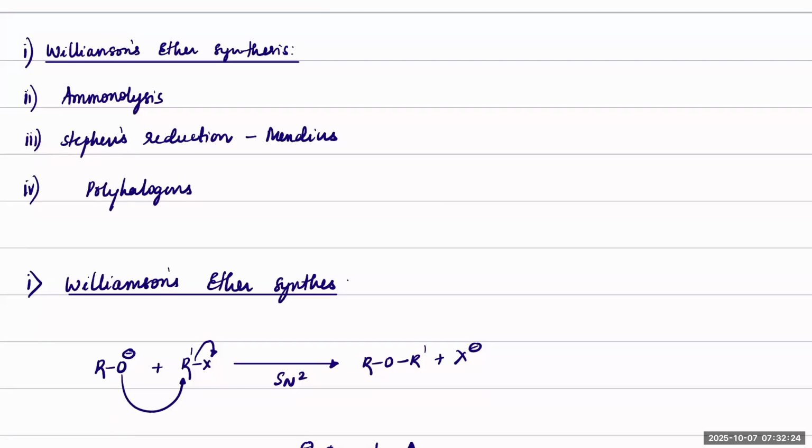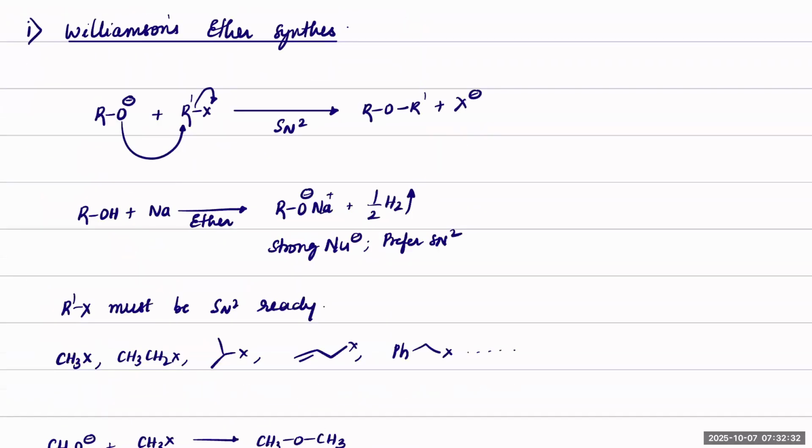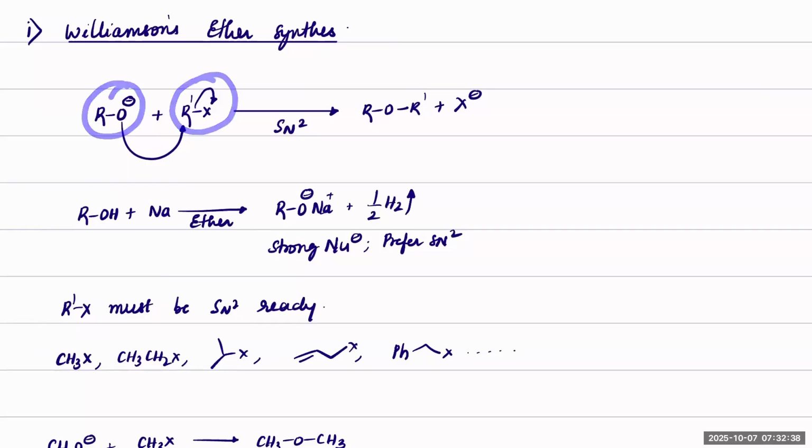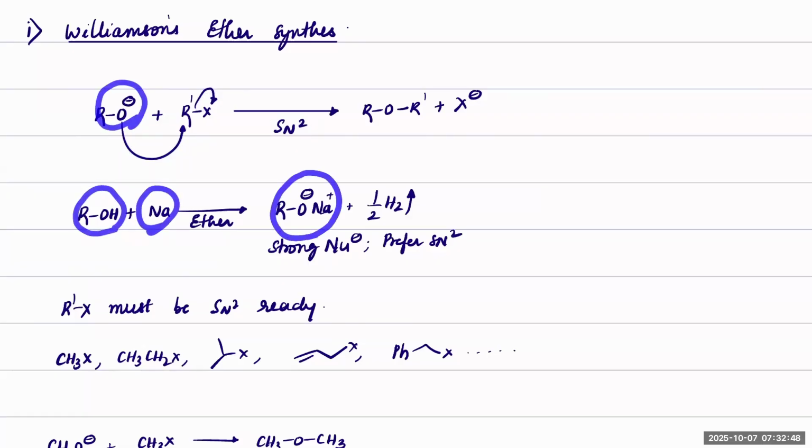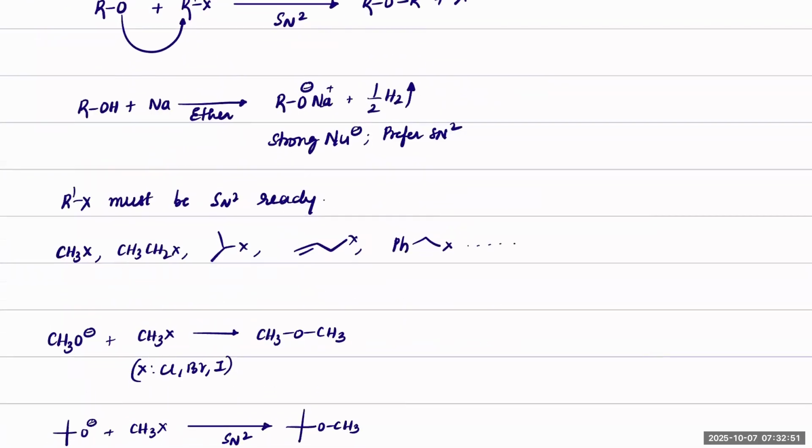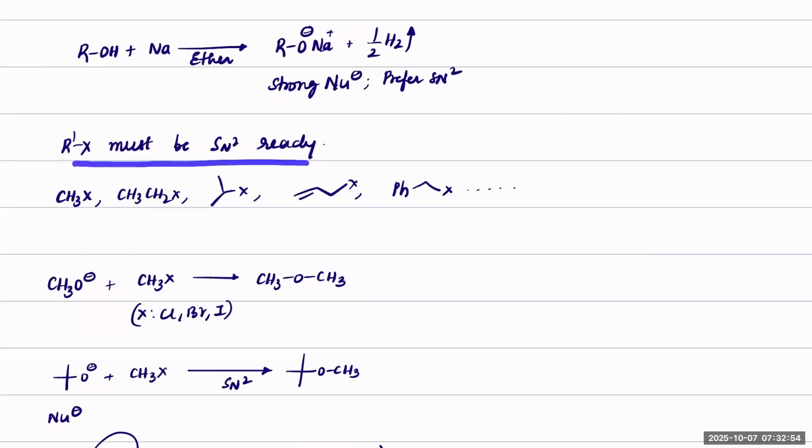Notice, the reactions like Williamson synthesis, ammonolysis, Stephen reduction, and polyhalogens, these are the next things that you need to learn. Check out, starting with Williamson ether synthesis. RO minus, when you react with RX, O minus can attack R, X minus can leave via SN2 mechanism. This is called Williamson ether synthesis. To generate RO minus, you take alcohol in the presence of sodium, you will get alkoxide. And the alkyl halide which is getting reacted must be SN2 ready. That means it can be 1 degree, maximum 2 degree, allyl or benzyl. You cannot have other groups.